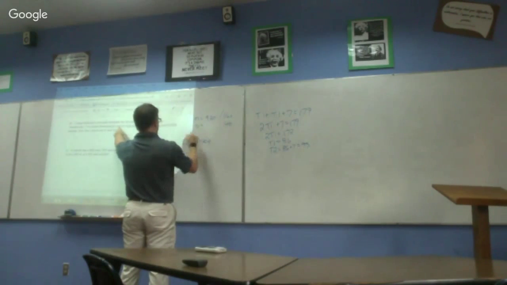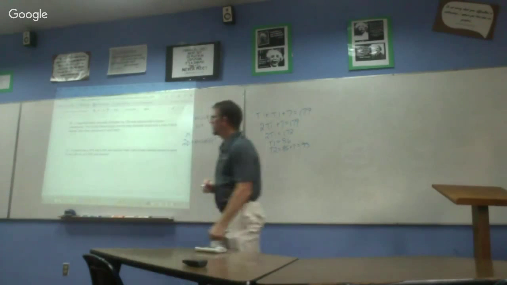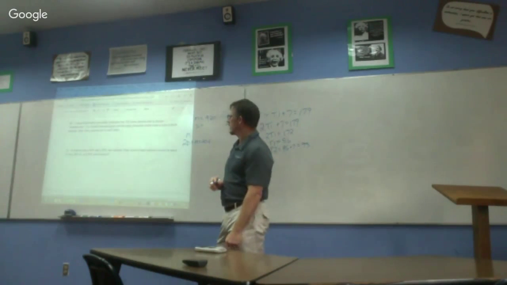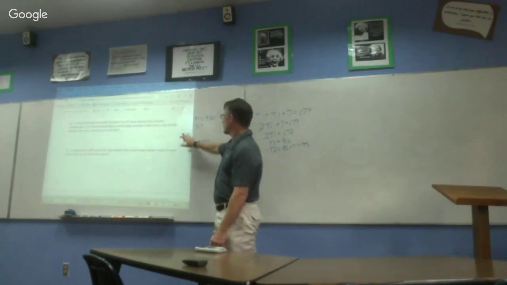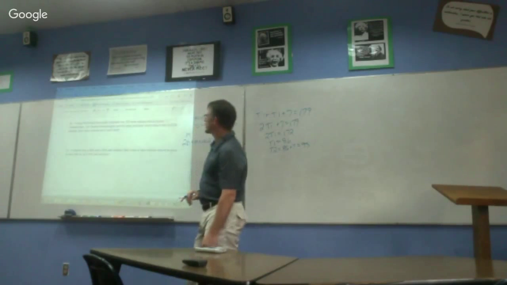A large milkshake at McDonald's has 720 more calories than a double cheeseburger. How would you write that equation? Calories for the double cheeseburger, just write it as C. And calories for the milkshake would be C plus 720.